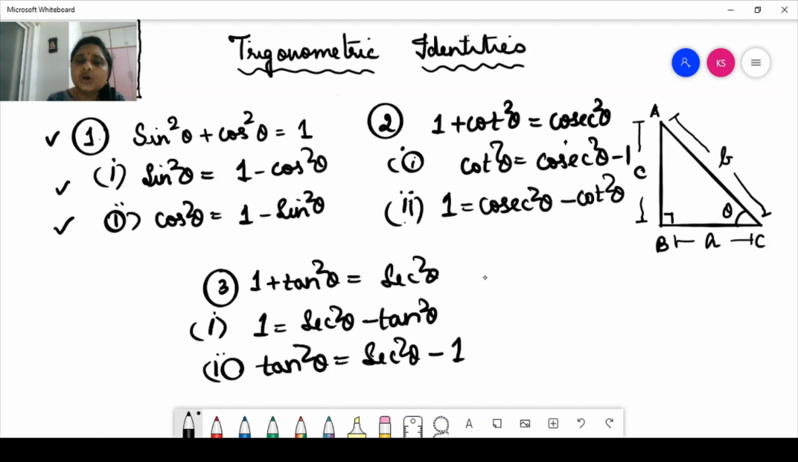And these are not difficult to remember. If you remember these three main identities, the others will follow. So during the examination, I suggest that you write down these three identities in the rough column so that you don't make any mistakes. And the other identities can be derived by transposing.